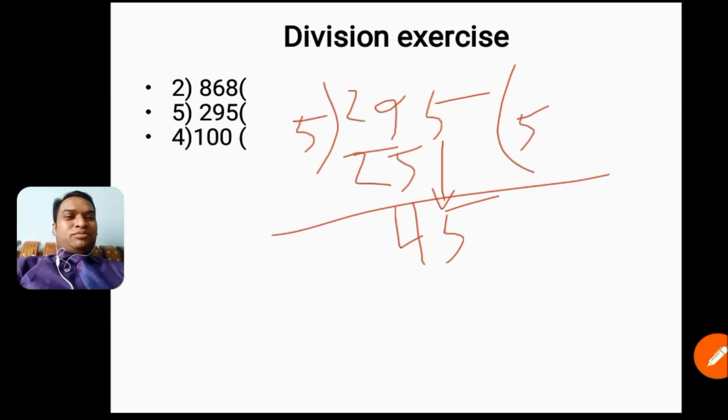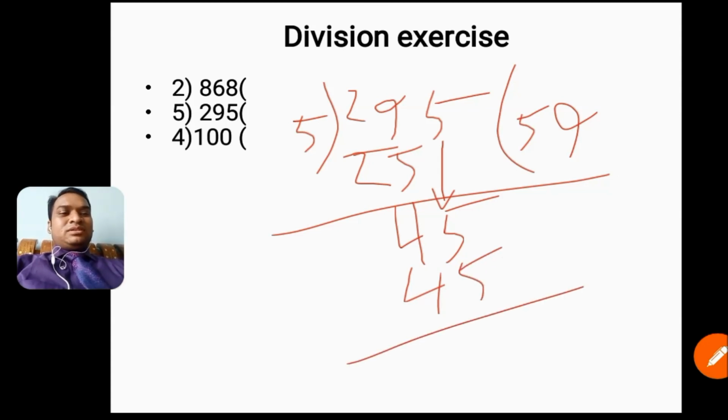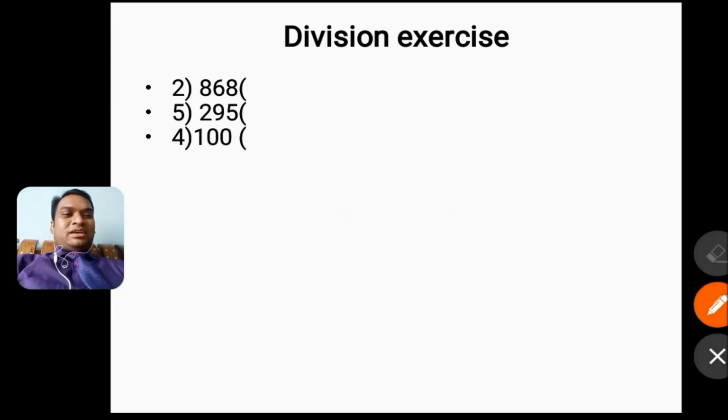Now we'll go to this 45. Again we need to count the times table of 5. So 5 9s are 45. We put 9 here and we'll match 45 here, and we'll put the cross mark here after finishing our division. So we get the answer here. Our answer is 59. I hope and believe you understand this, and try to do it at home.